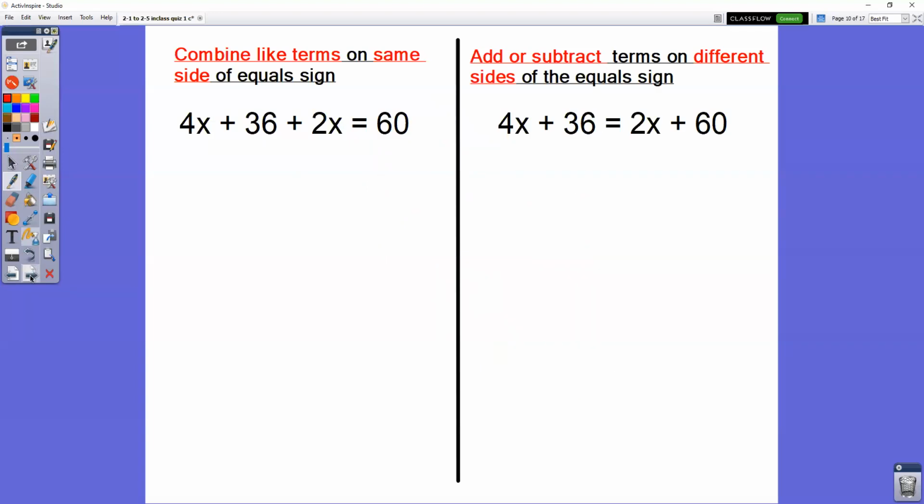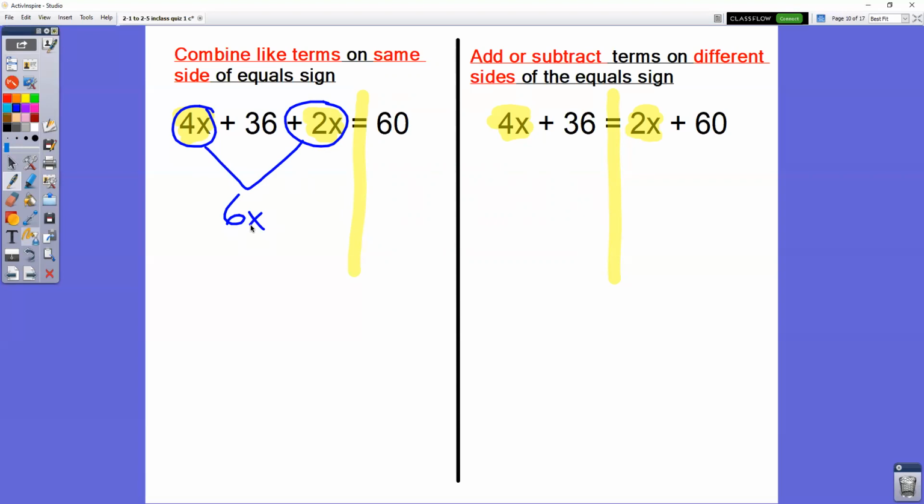You have to know the difference for your quiz on Thursday. You have to know the difference between combining like terms and when variables are on different sides of the equal sign. You have to be very careful. Notice what we're looking at here. We have letters on the same side of the equal sign, and we have letters on different sides of the equal sign, right? When they're on the same side of the equal sign, all that we want to do is add together our like terms, right? So you're going to go like this and add together your 4x and your 2x to give you 6x.